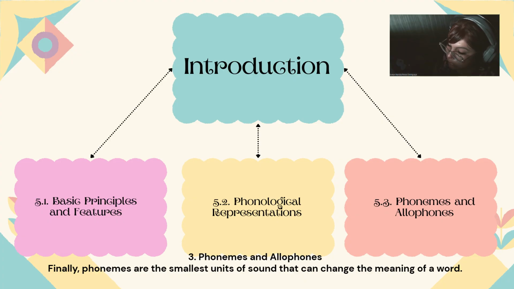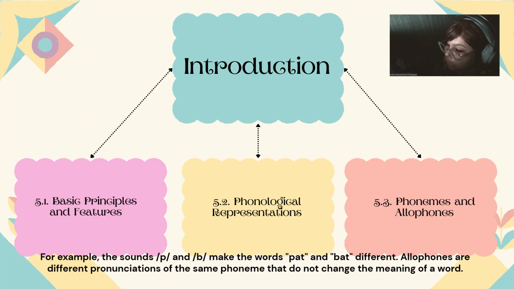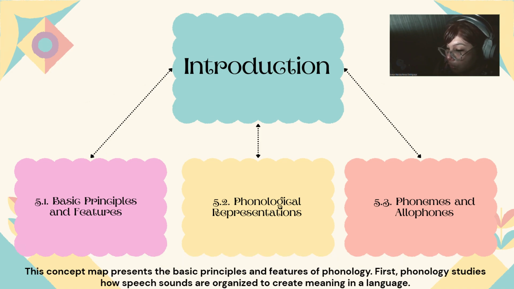Finally, a phoneme is the smallest unit of sound that can change the meaning of a word. For example, the sounds P and B make the words pat and bat different. Allophones are different pronunciations of the same phoneme that do not change the meaning of the word.